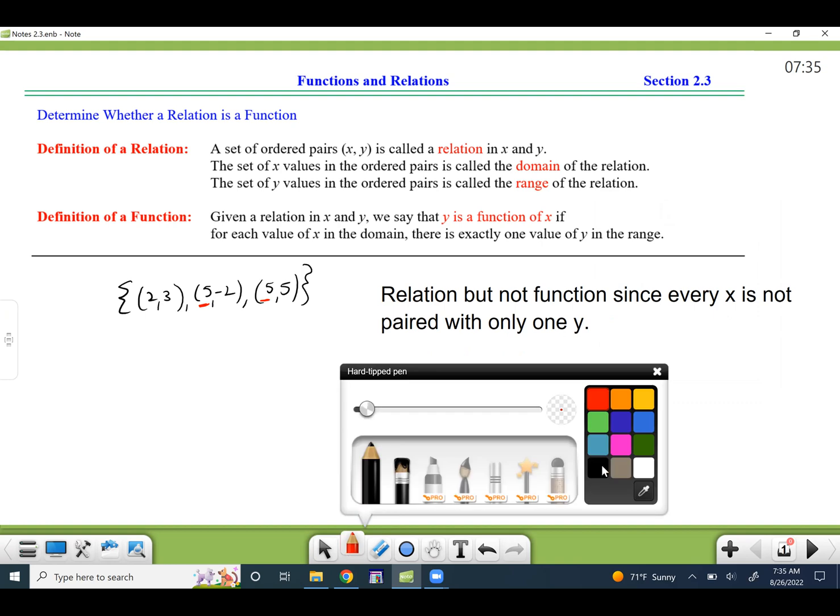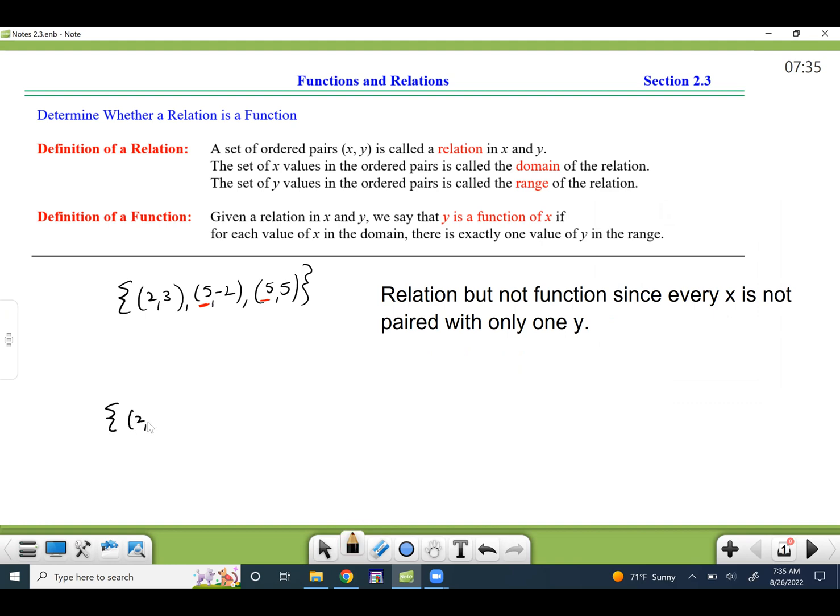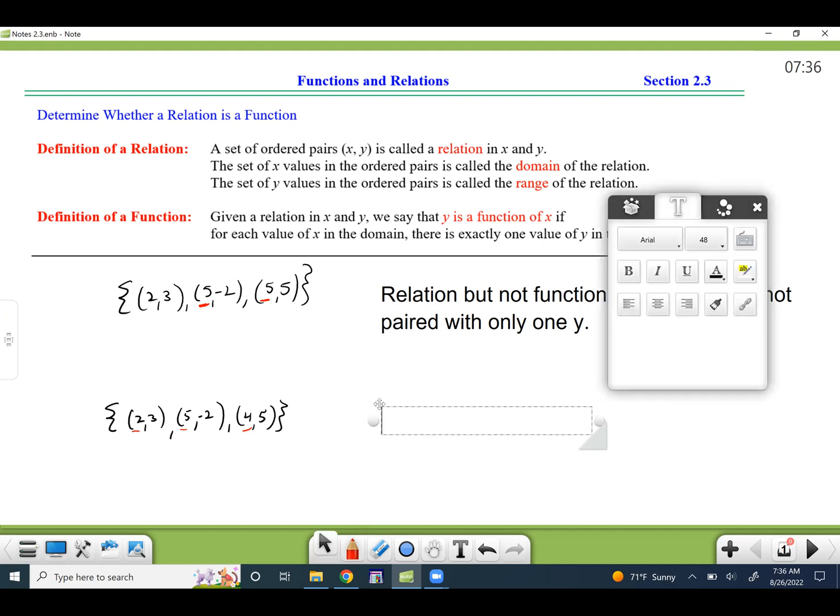So to fix it, we could keep a lot of the same points. Let's see, 2, 3, still do 5, -2, but I can't have 5 again with a different y value. So let's just say it's 4 or something. So in this one, every x only shows up one time. I don't see any repeats. I don't see any x values going with 2 different y values. So this relation would be a function.